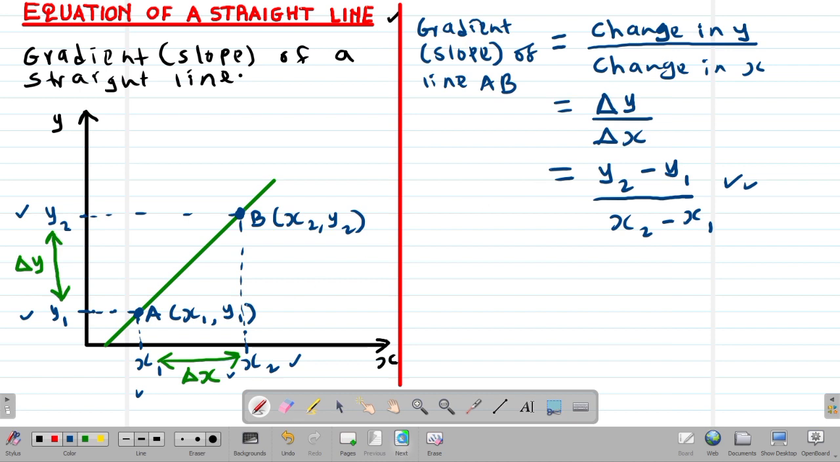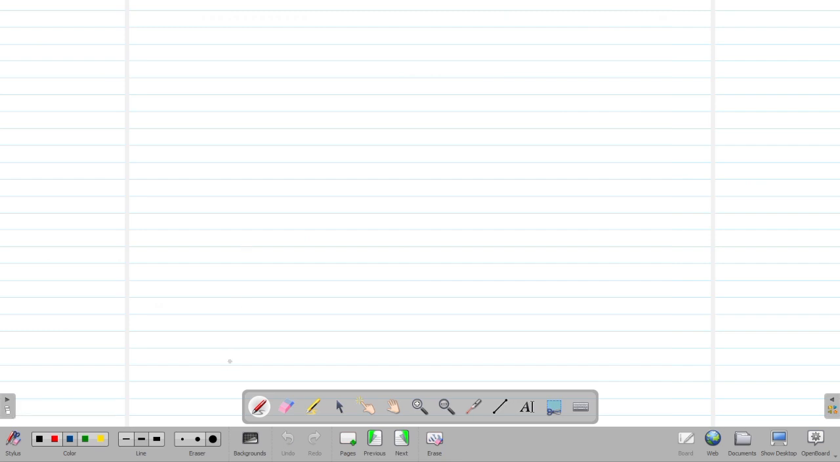Then we move to the next concept of this particular topic, which is called the intercepts of a straight line, the intercepts of a given straight line.